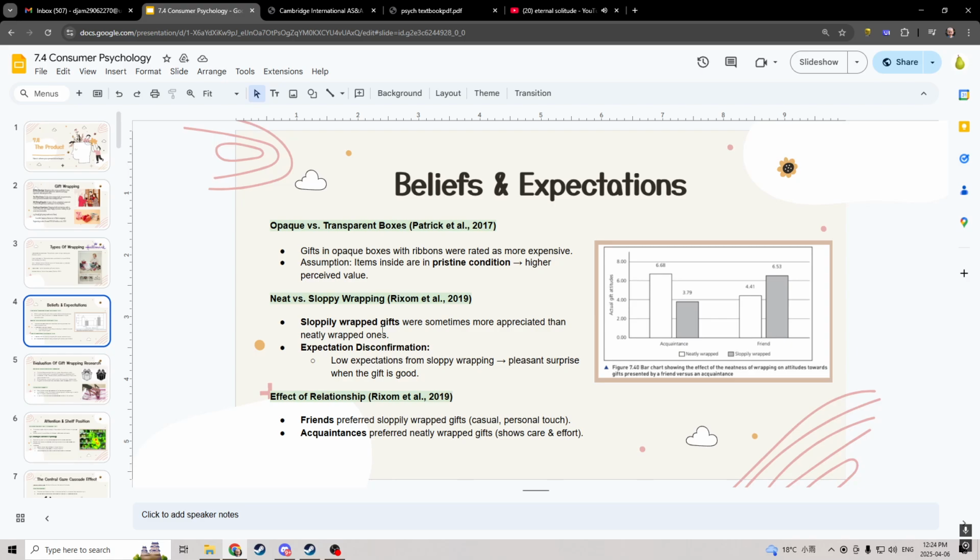Sloppily wrapped gifts were sometimes appreciated more than neatly wrapped ones, because you get low expectations from the sloppy wrap job, and then you get a pleasant surprise when the gift is good. And then the effect of relationship. Friends preferred sloppy wrapped gifts because it's casual and gives a personal touch, versus acquaintances preferred neatly wrapped gifts because it shows care and effort, and you're not as close, so you're less comfortable with the more casual stuff.